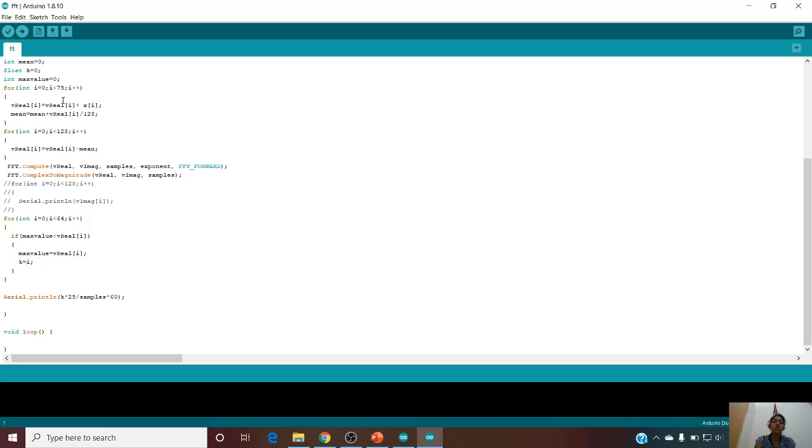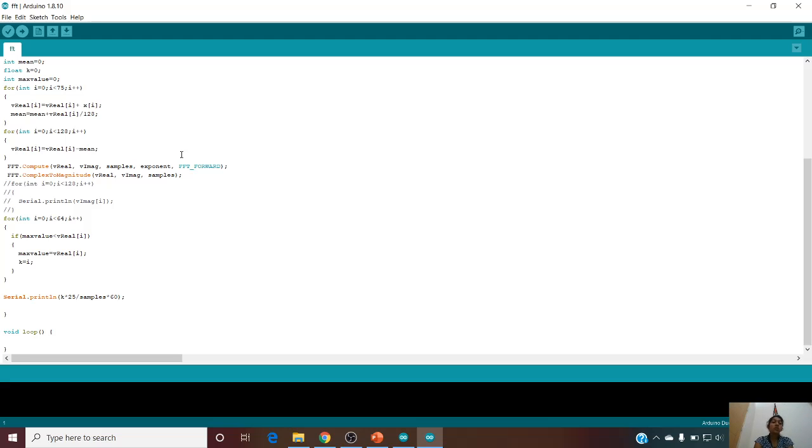So on the whole we are averaging it over 128, and for 0 to 128, vReal equals, after calculating the mean, for removing noise or for normalizing, we remove the mean from the signal. And then this command FFT.Compute is going to give you the fast Fourier transform in the forward direction.